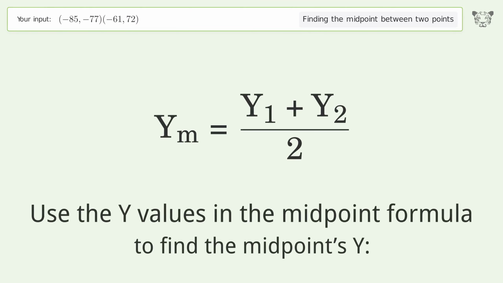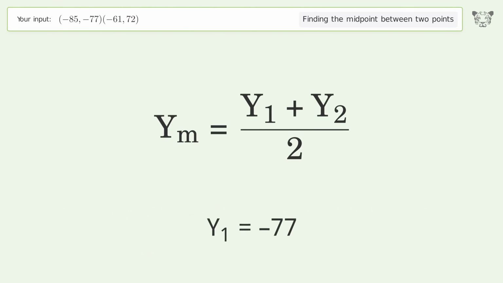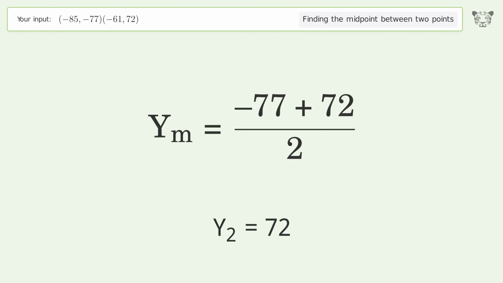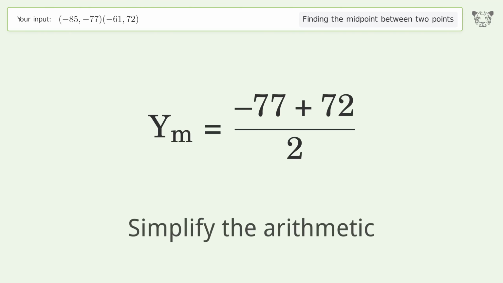Use the y values in the midpoint formula to find the midpoint's y. y1 equals -77. y2 equals 72. Simplify the arithmetic.